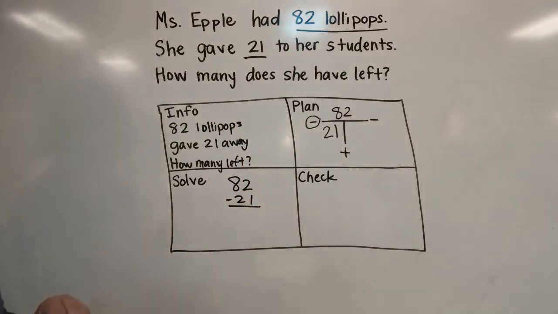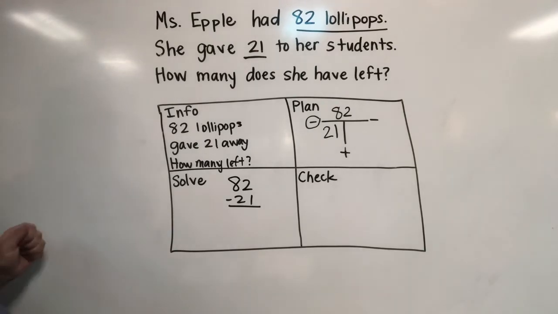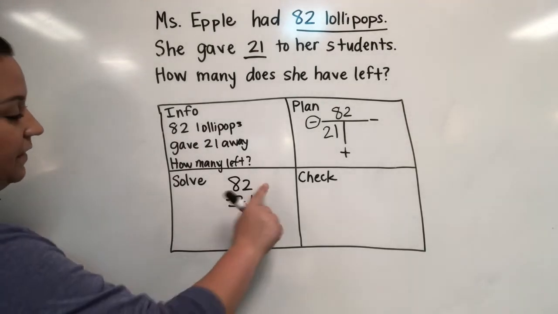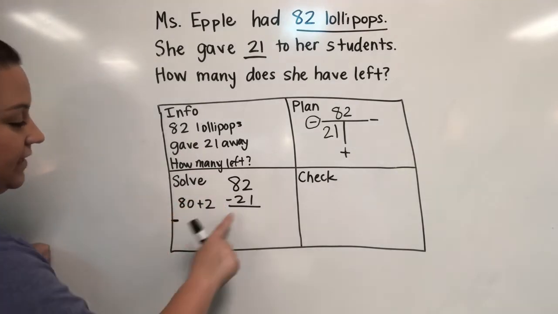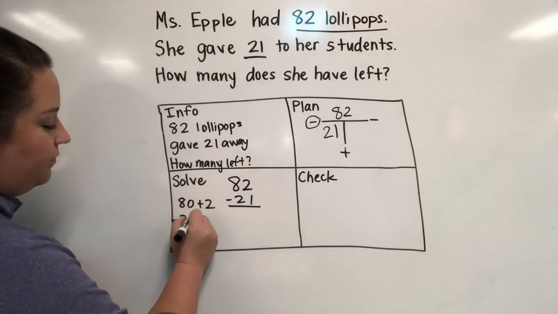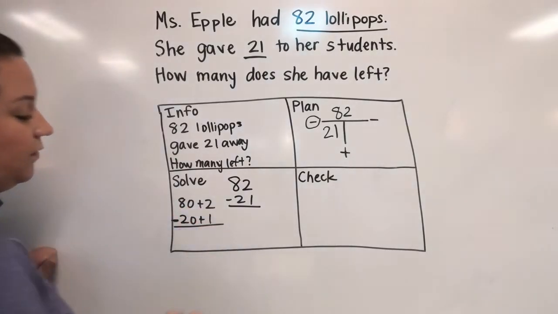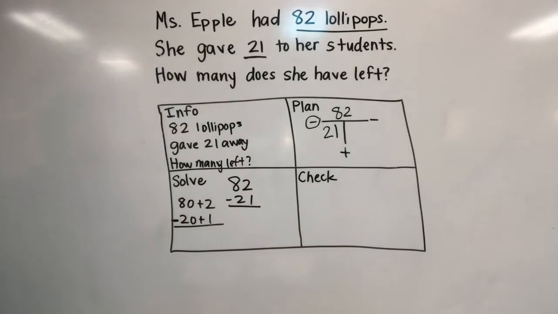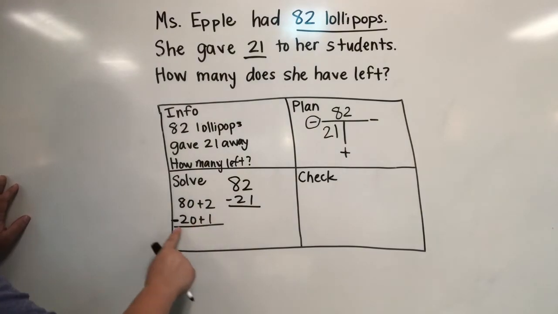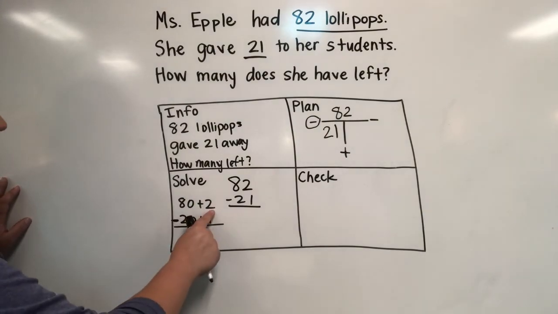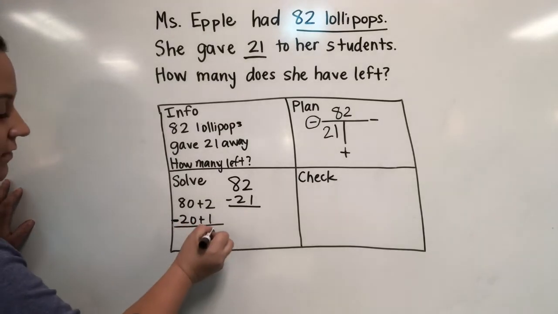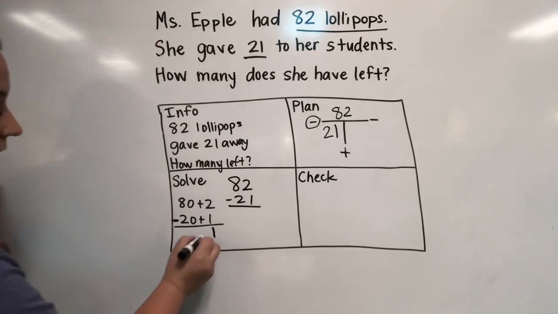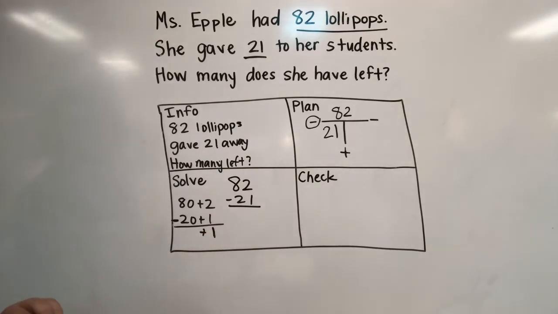Okay, and I think today, for this problem, I want to use expanded form. So I'm going to put 82 in expanded form, 80 plus 2, and then remember I'm subtracting. I have to put 21 in expanded form, 20 plus 1. And then remember, when we're adding or subtracting, we always start in the ones place. So even though there's a plus sign here, we have to remember we're subtracting. So what is 2 minus 1? 2 minus 1 is 1. Okay, I'm going to put the plus sign there because it's still in expanded form.